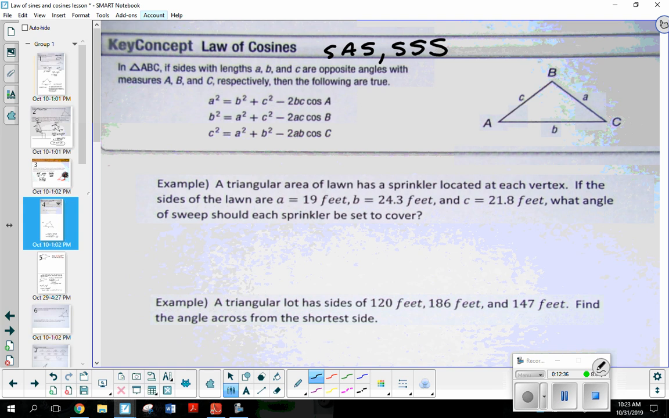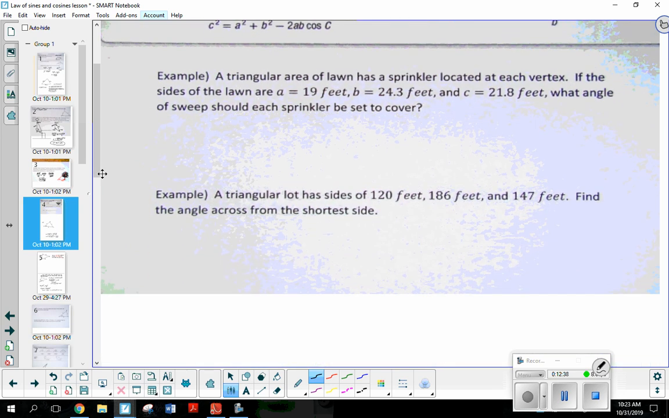First example. It says a triangular area of lawn has a sprinkler located at each vertex. If the sides of the lawn are 19, 24.3, and 21.8 feet, what angle of sweep should each sprinkler be set to cover? All right, so what I'm given is a triangle side, side, side, and all I want to do is find the three missing angles.